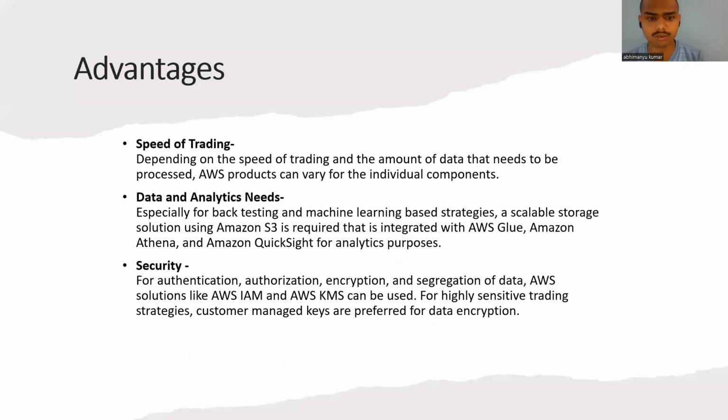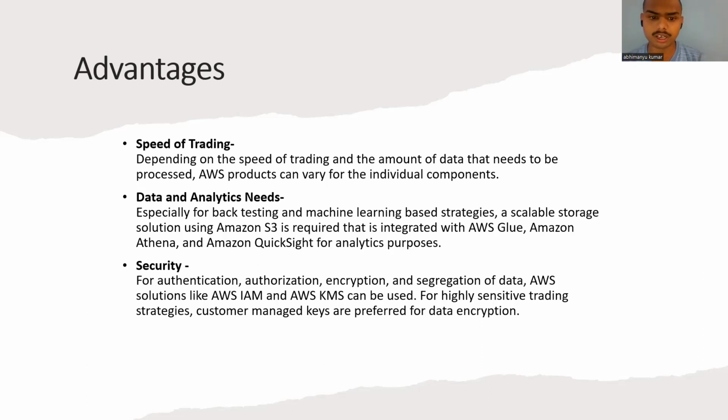I have included 3 advantages here: speed of trading, data and analytics need, and security. Trading needs speed, so the cloud provides that, given the amount of data that needs to be processed, and AWS products can vary for the individual component. Then we are using ML models so that we can train, build, and deploy those models.